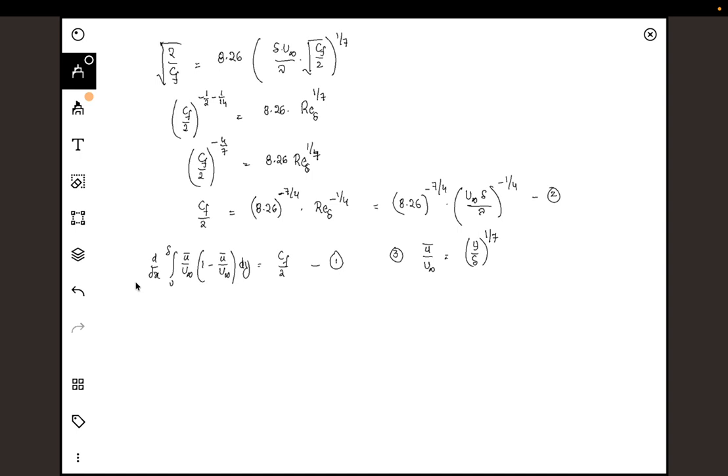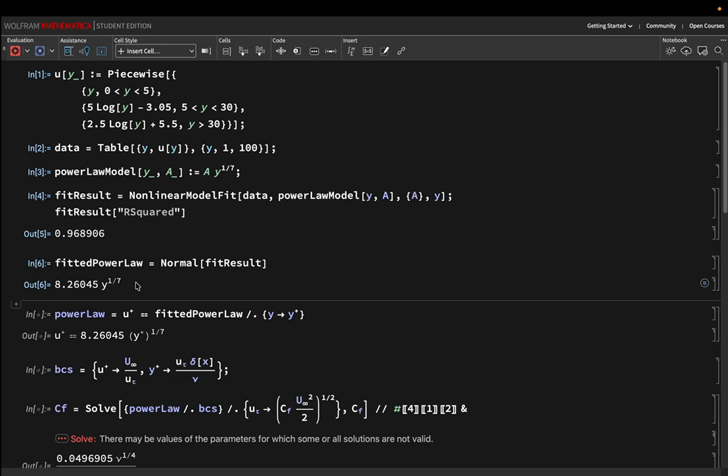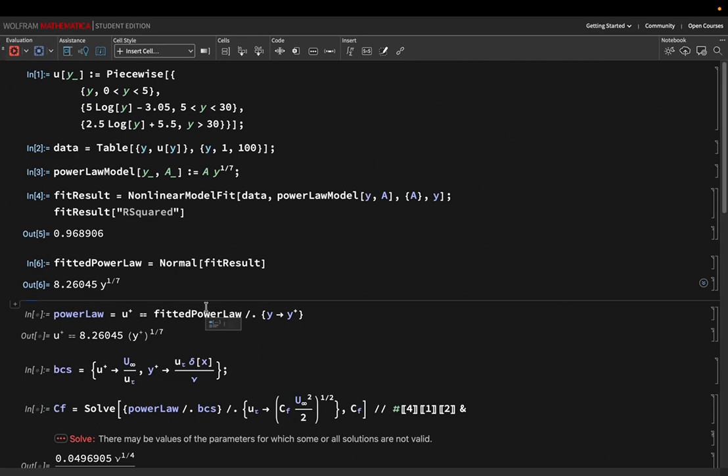Right? So now all we have to do is use these three equations and solve for delta. Once we have delta, we can substitute that here and get an equation for Cf. Once I have Cf, I can use Colburn analogy to get a value for Nusselt number. The steps that I have mentioned now, we can actually do using Mathematica as well, wherein we define the power law that we have before, as we are trying to solve for this particular equation.